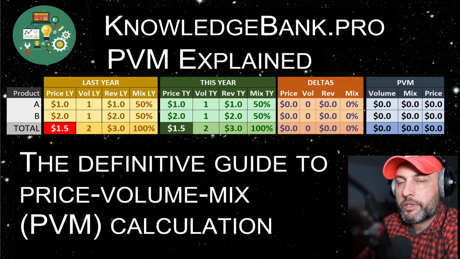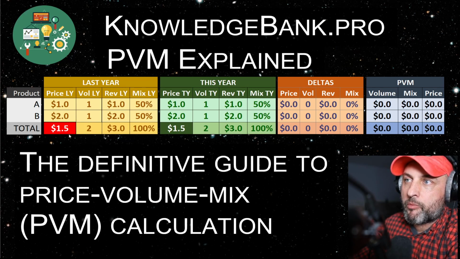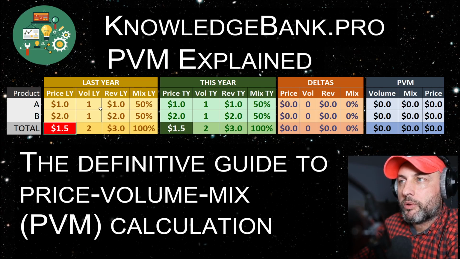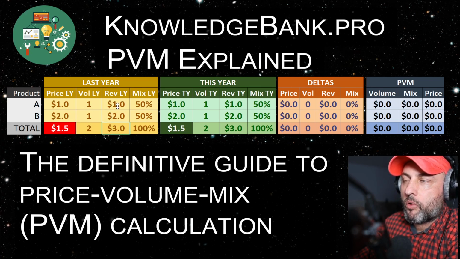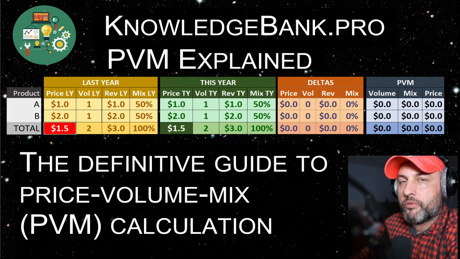So the most important number in this whole entire spreadsheet is this red number here. So here, when we look at our performance from last year and we look at overall total revenue, which is 3. So total revenue was 3, we sold 2 units, then we can calculate what was the average price of the unit, and that is $1.5.